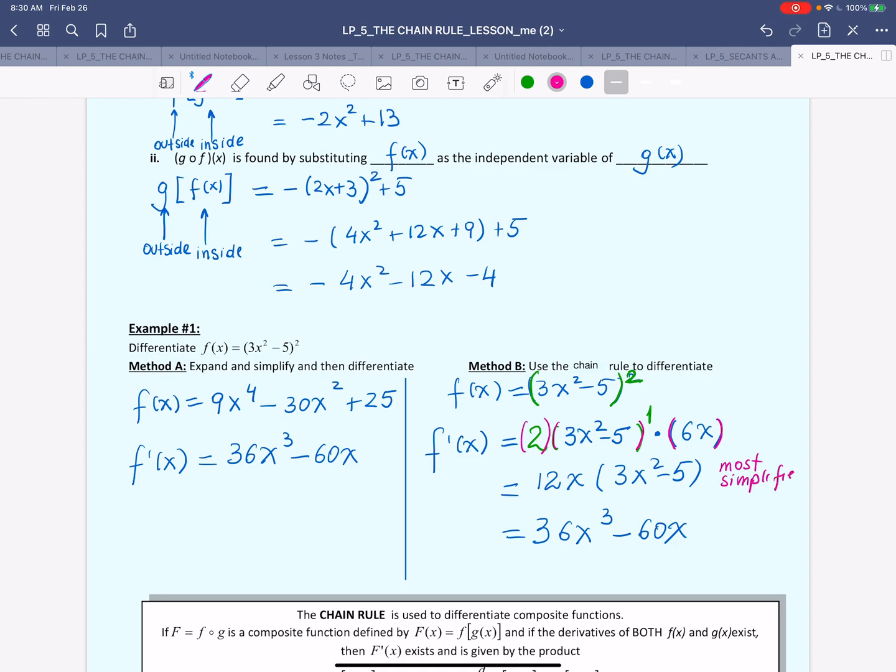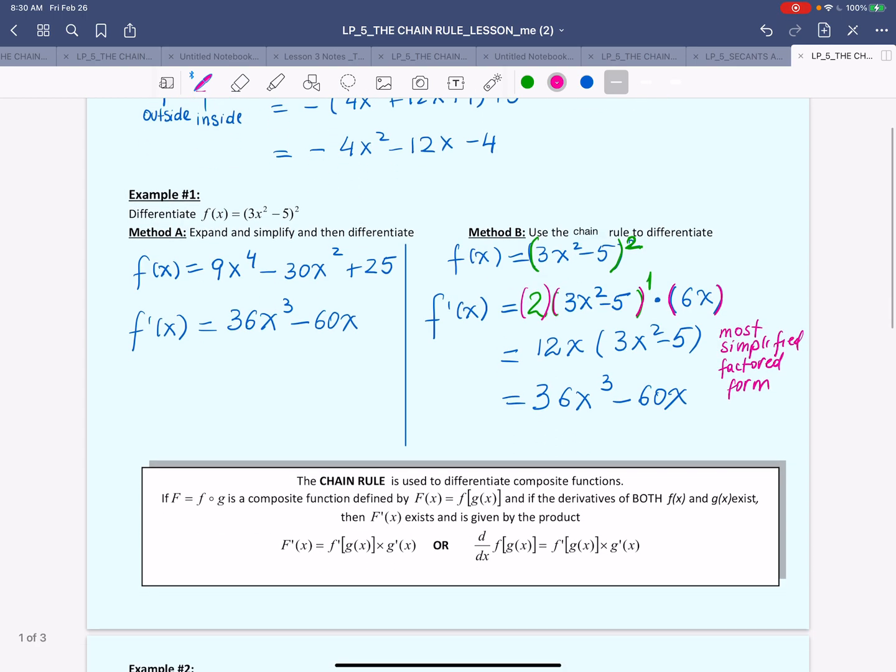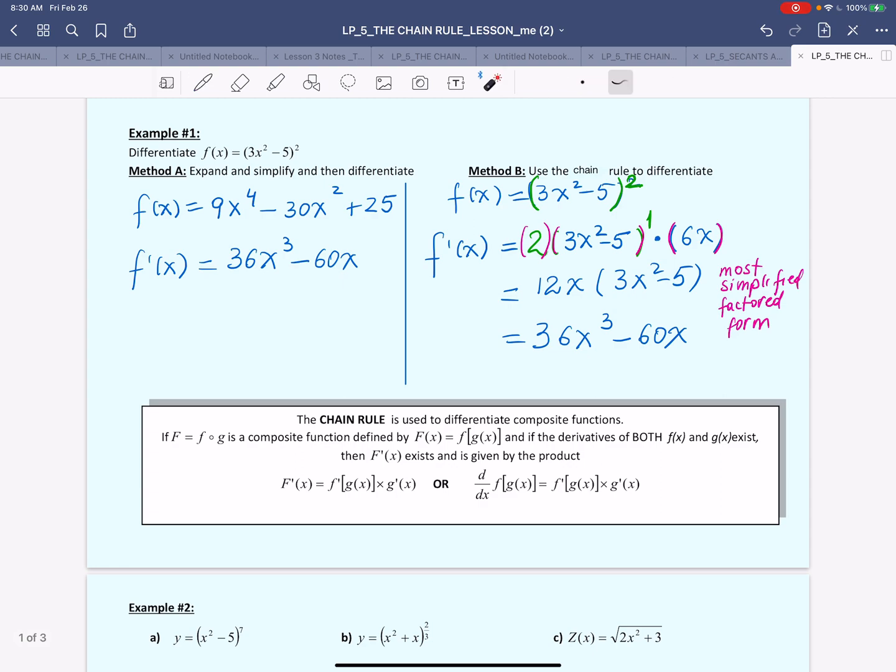Okay? So what is the formula for the chain rule? What did we just do here? So we're going to say that if we have a function F(x) equals f(g(x)), then the derivative of the function F(x), the big F(x), would equal the derivative of the outside times the derivative of the inside function.